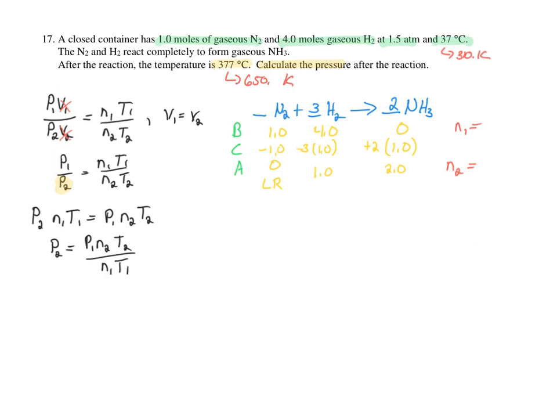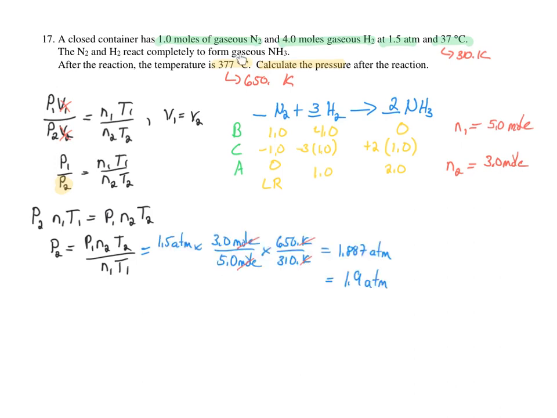N1 is the moles of gas at the beginning of the reaction. So it's 1 plus 4, or 5 moles. At the end of the reaction, we have 1 plus 2, 3 moles of gas. So now we can substitute in our values down here. We carefully go back to our question statement and make sure we keep our 1's and 2's straight. Chunk out our number, check sig figs. We're limited to 2 sig figs, and we have our final answer.